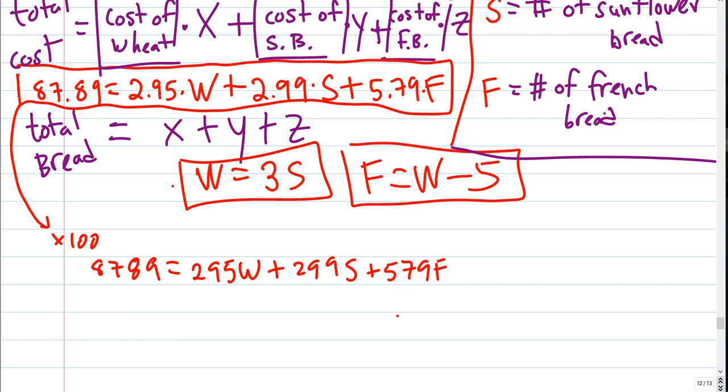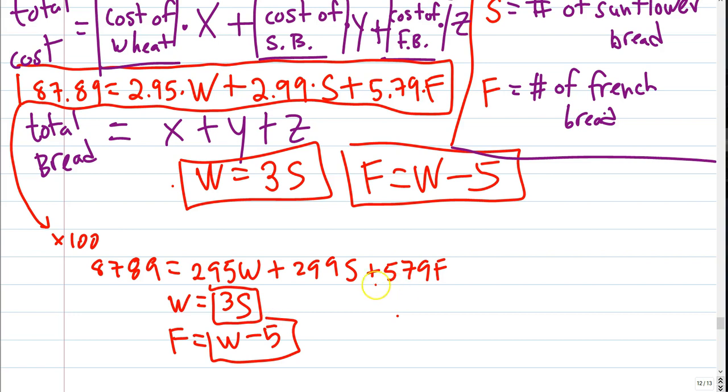Our second equation is w equals 3s, f equals w minus 5. So how do we want to handle this? I would just probably substitute the crud out of this thing. Everywhere I see a w, I can put a 3s, and everywhere I see an f, I can put a w minus 5.